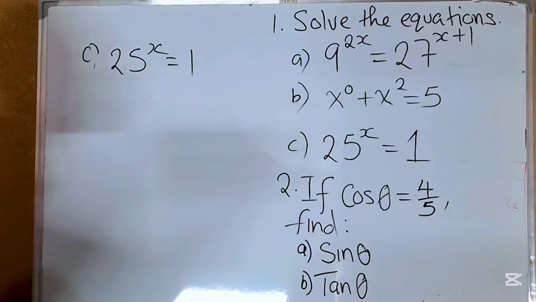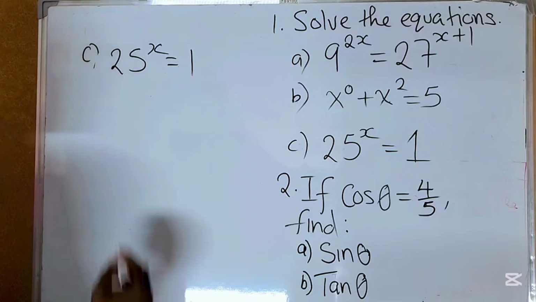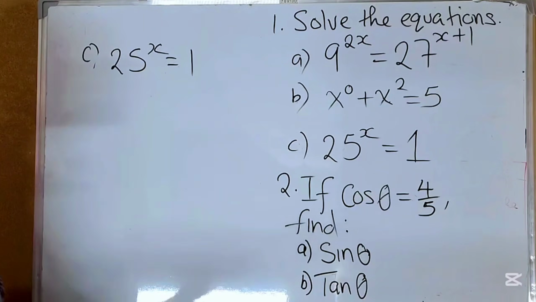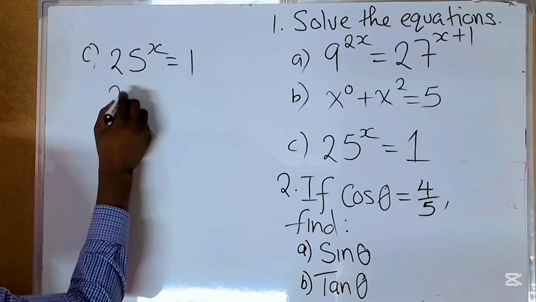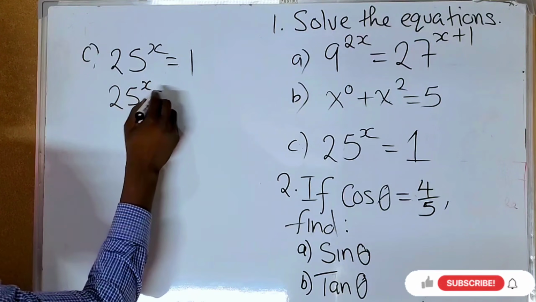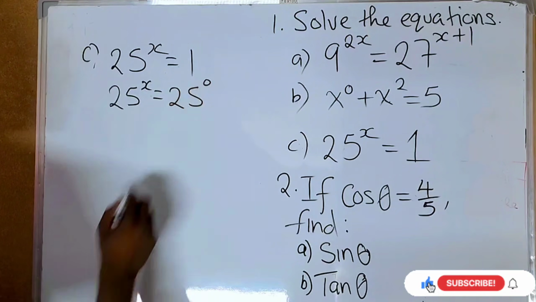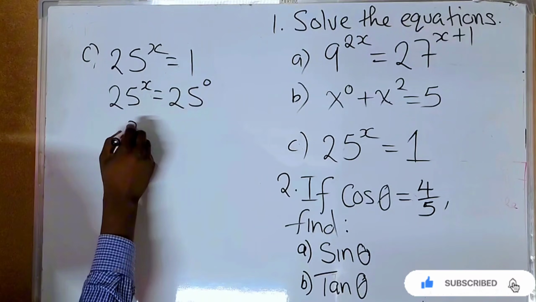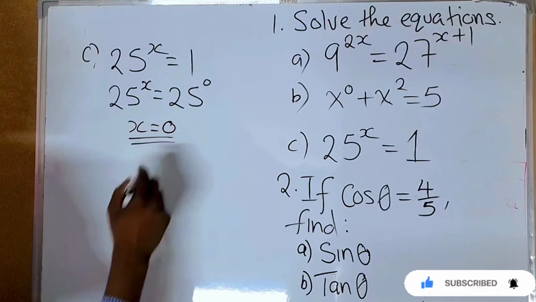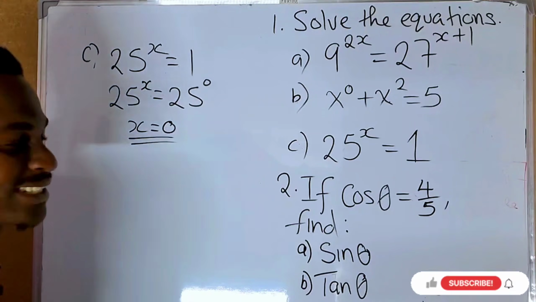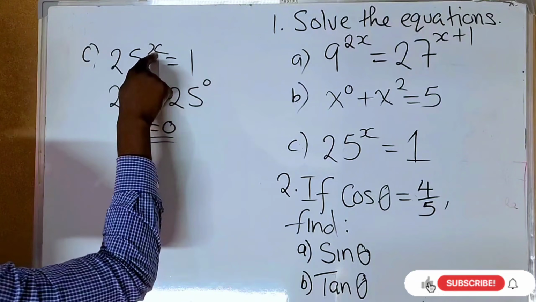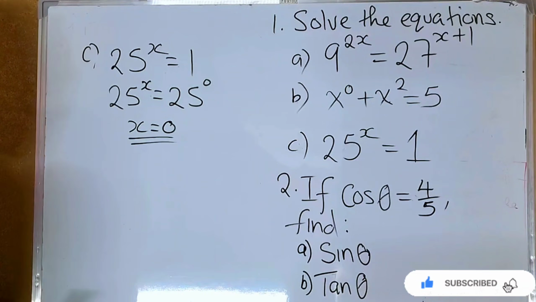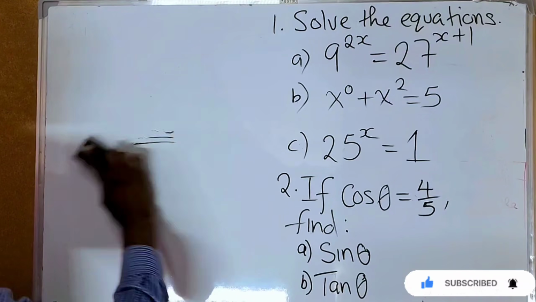You know that any number raised to the power 0 is 1, right? So if this is 25 to the power x, 25 to the power what number is 1? 25 to the power 0, right? Great. So this is 25 to the power x is equals to 25 to the power 0, okay? Because 25 to the power 0 is 1. So bases are the same, we can just get the powers. So x is equals to 0. Yes, x is 0. All right, cool. If you put 0 here, it's 25 to the power 0, which is just 1. Great. Let's solve question 2.